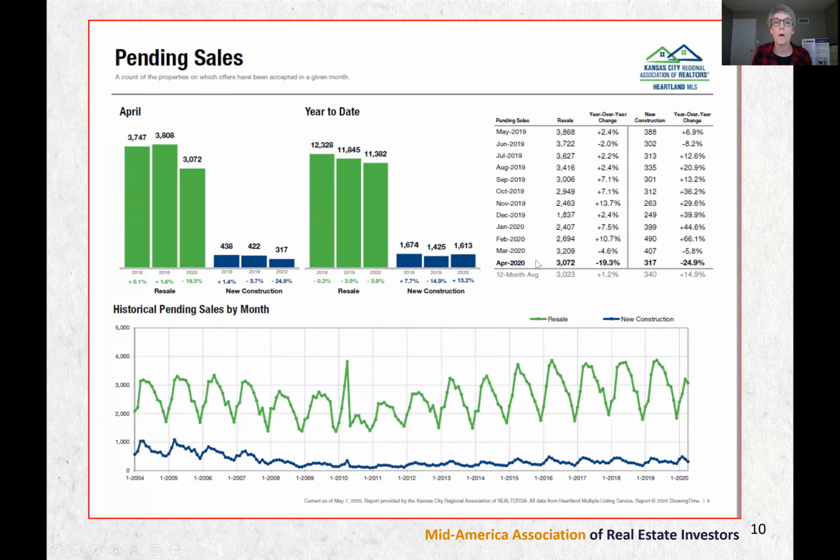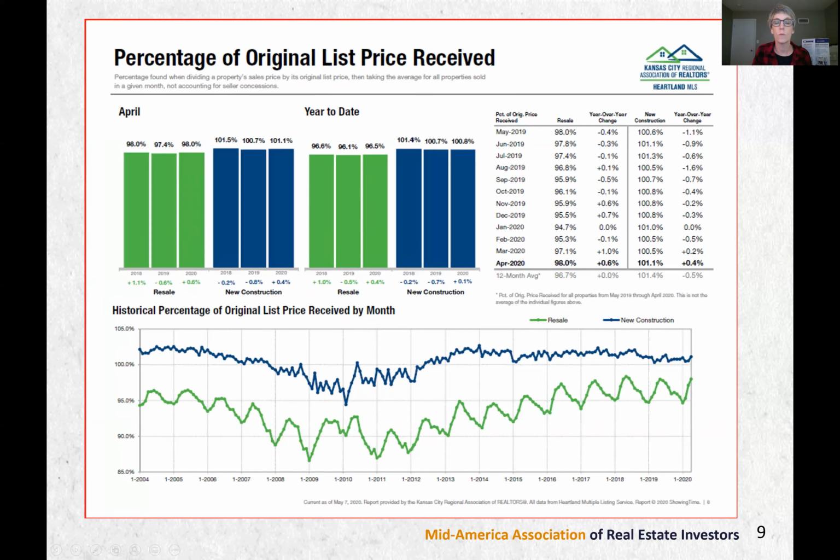So let's keep going. Pending sales. We take a look at this. Pending sales have pretty much stayed on trend. Okay, and I had one more chart I wanted to look at. Let's go back to percentage of original list price. I wanted to point this out to you.